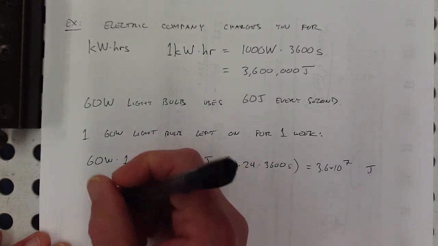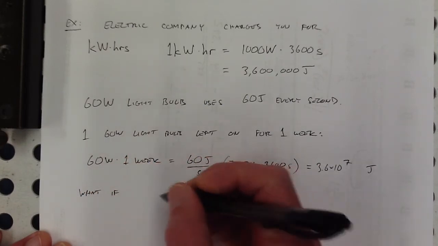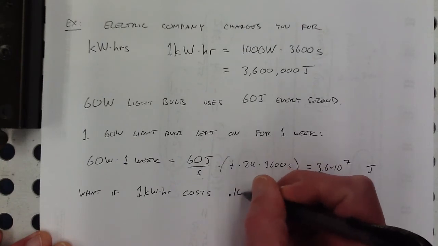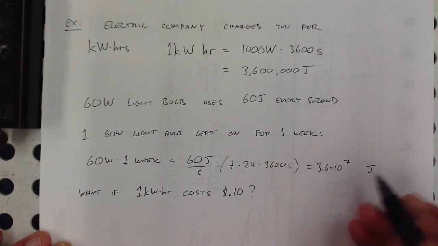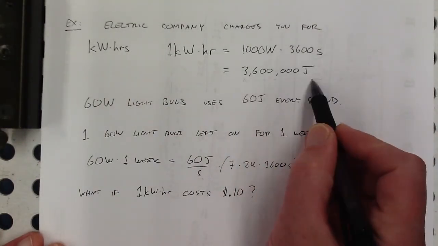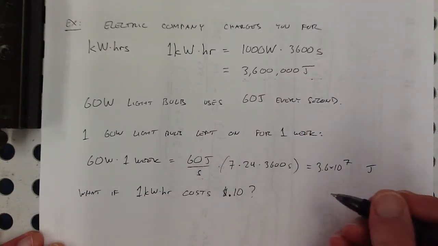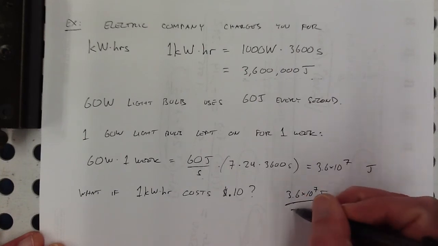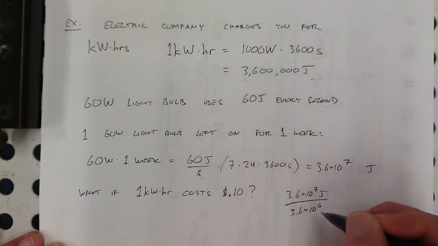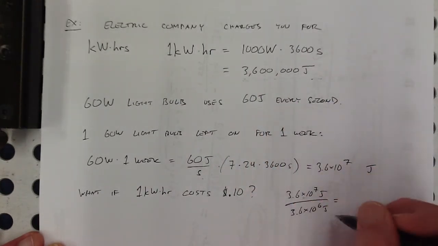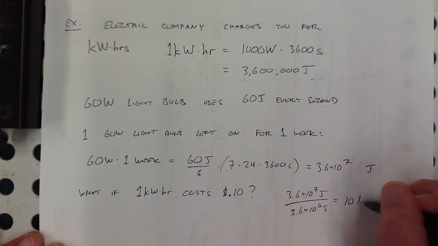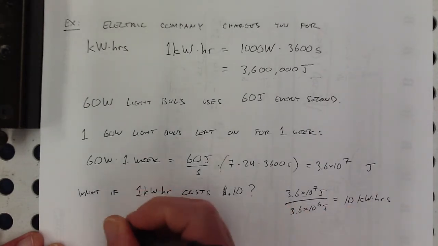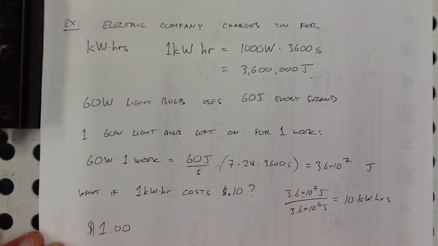All right. So what if 1 kilowatt hour costs 10 cents? Then there's two ways you can do this. If you know that a kilowatt hour is 3.6 million joules, then you can just divide this by that. This is 3.6 times 10 to the 6. So if we have that many joules, this is how many joules in 1 kilowatt hour, so that's going to be equal to 10 kilowatt hours. And the electric company is charging you a dime per each, so 10 kilowatt hours times that cost is $1. That's one way to do it.